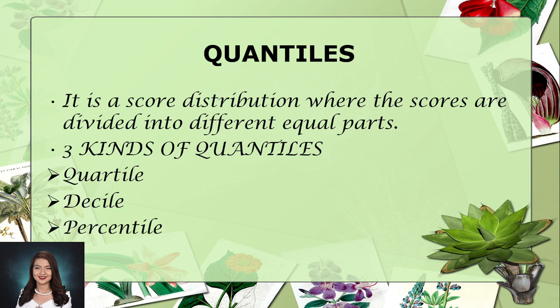Quantiles give some information about the shape of a distribution, in particular whether a distribution is skewed or not. For example, if the upper quartile is further from the median than the lower quartile, we can conclude that the distribution is skewed to the right, and vice versa.